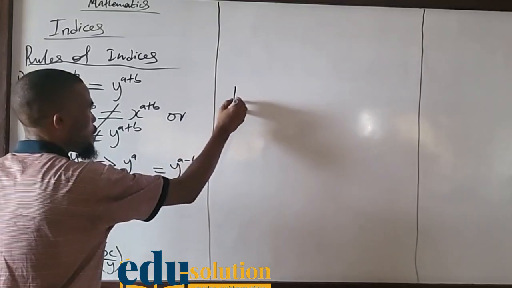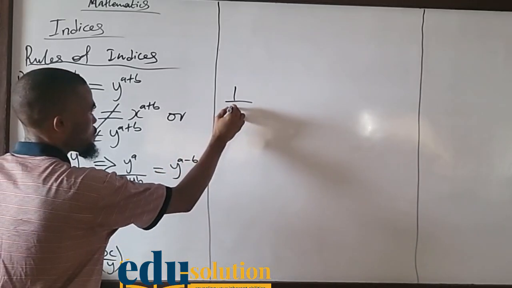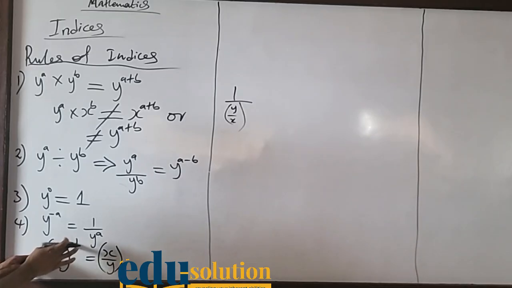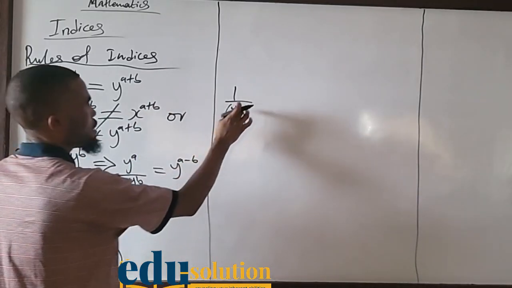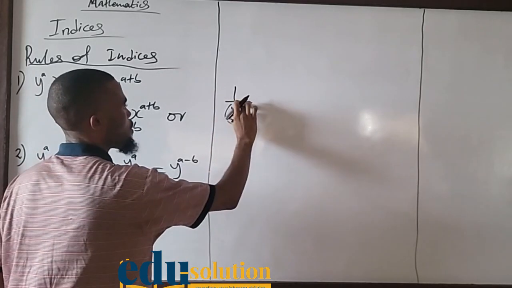So we're having 1 over, and then we have y over x. So we have y over x, both of them raised to the power of 1. So this minus is 1 over, and then y over x, which is now equal to raised to the power 1, sorry. So now anything raised to the power 1 is the same thing.